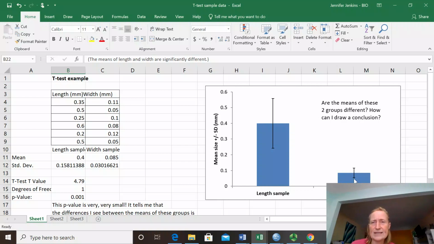And what this test does, you can do it by hand, but it's a nightmare. Don't do that. Use your graphing calculator. Follow the instructions on the worksheet to use your graphing calculator to calculate a value.